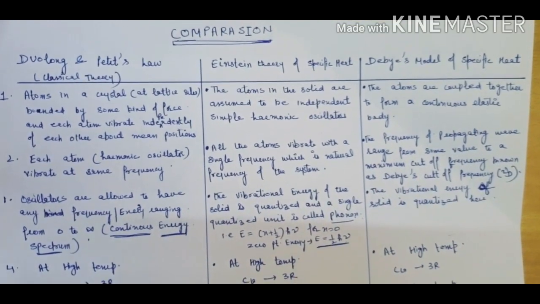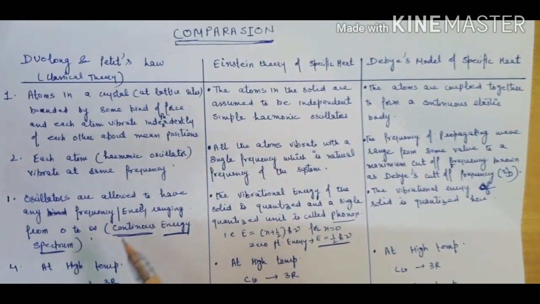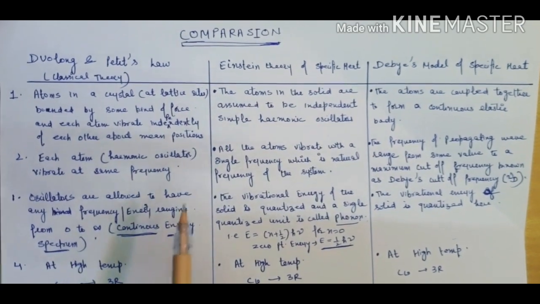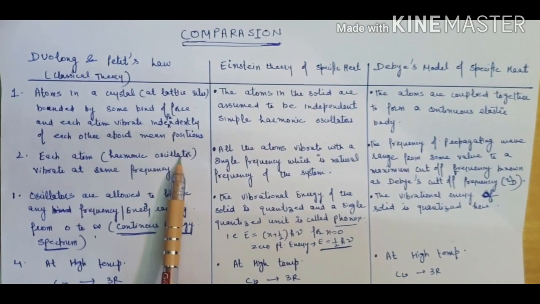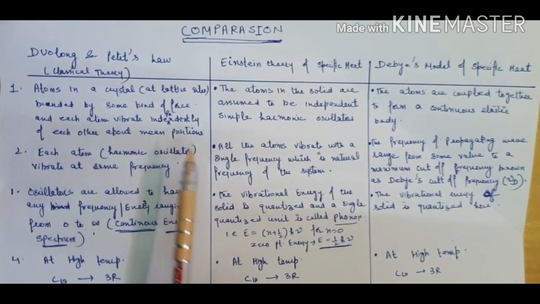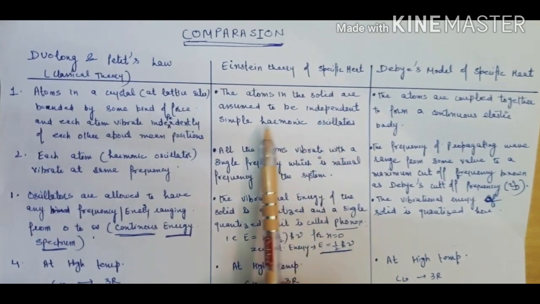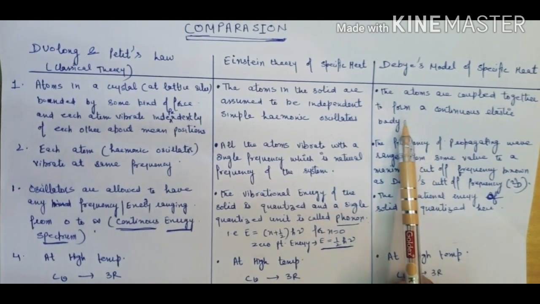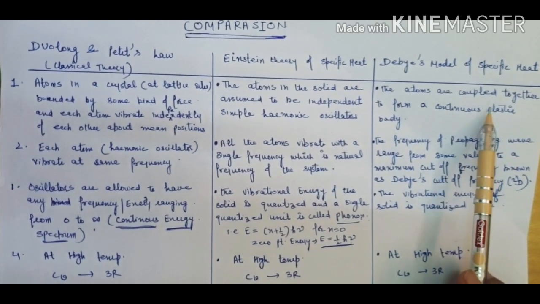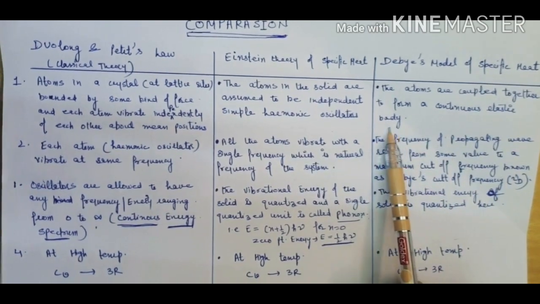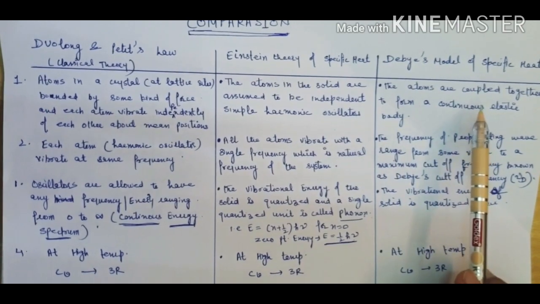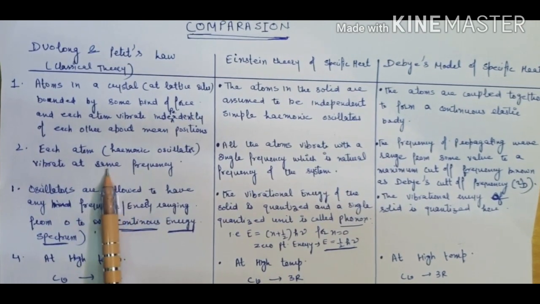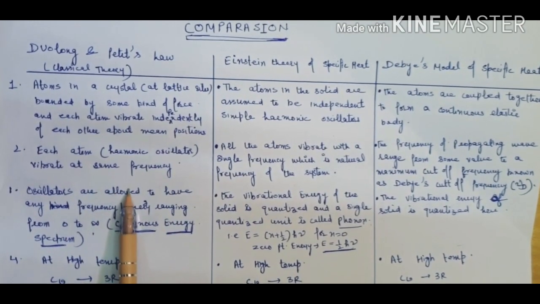And the first comparison is atoms in a crystal. We know that they are at the lattice sites. They are bound by some kind of force, and each atom vibrates independently of each other about its mean position. And in Einstein theory, atoms in a solid are assumed to be independent simple harmonic oscillators. And in Debye model, the atoms are coupled together to form a continuous elastic body. They are not independent. There is no independent movement. Clear?